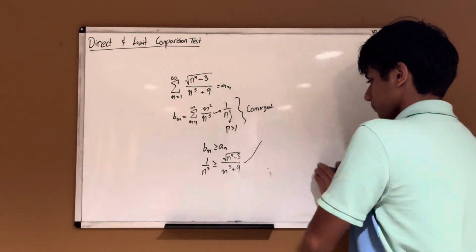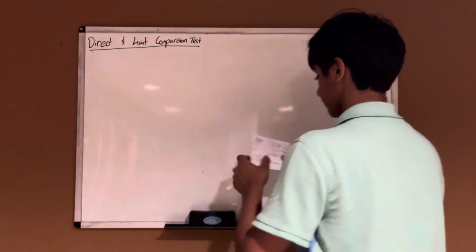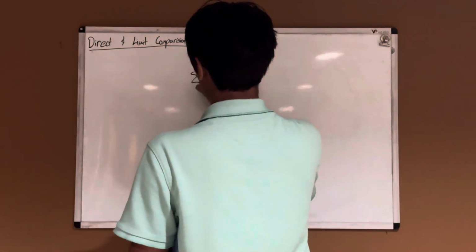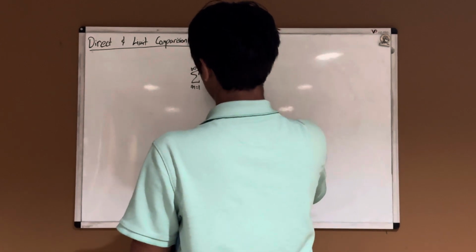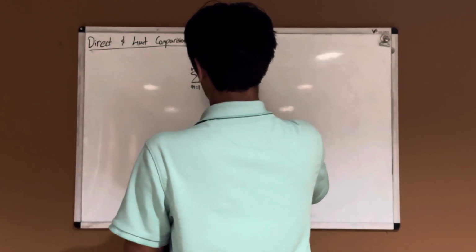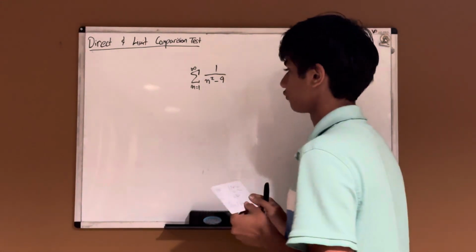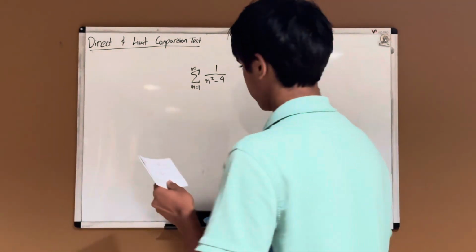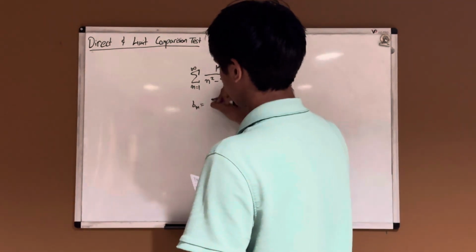So let's try out one more example. This one's going to be a different example. Let's say we have the series 1 over n squared minus 9. In this case, if we try to do the direct comparison test, this is a of n, and we can pick a b of n, like so.